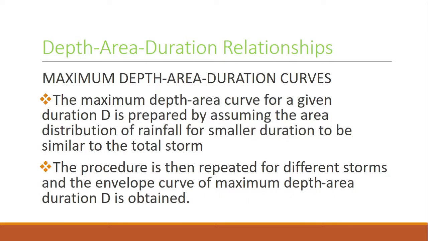The maximum depth area curve for a given duration D is prepared by assuming the area distribution of rainfall for smaller duration to be similar to the total storm. The procedure is then repeated for different storms and the envelope curve of maximum depth area duration D is obtained.